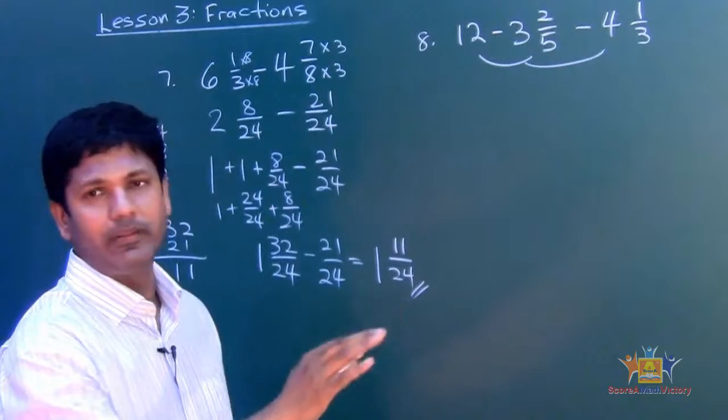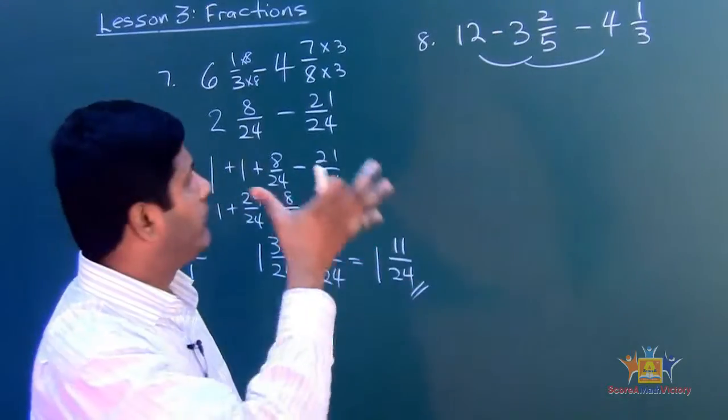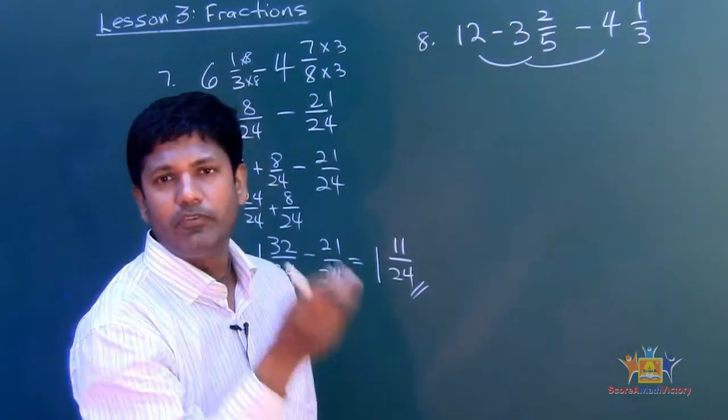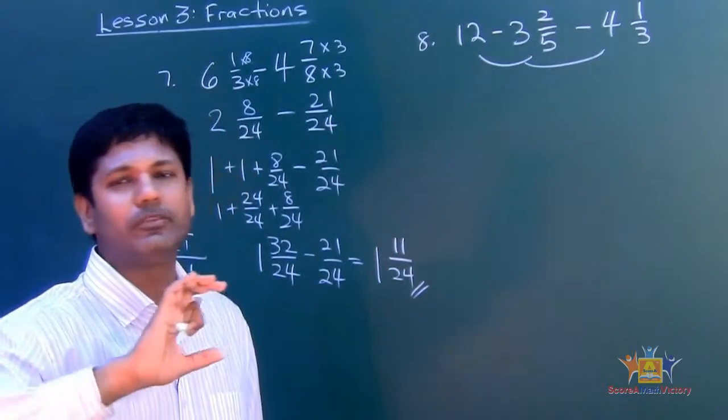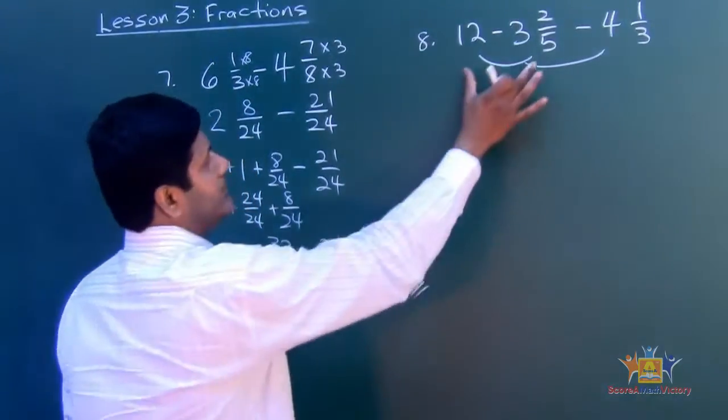Don't try to solve it all at once. That's what makes it look so difficult. Once you pair them and solve it, and then pair it again with another one and then solve it, it's going to be so easy. Okay? So let's take these two.